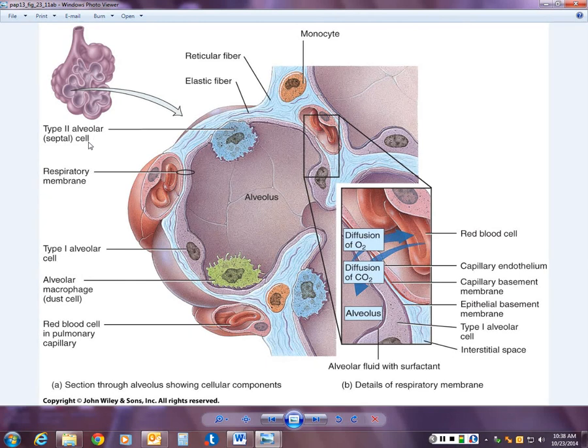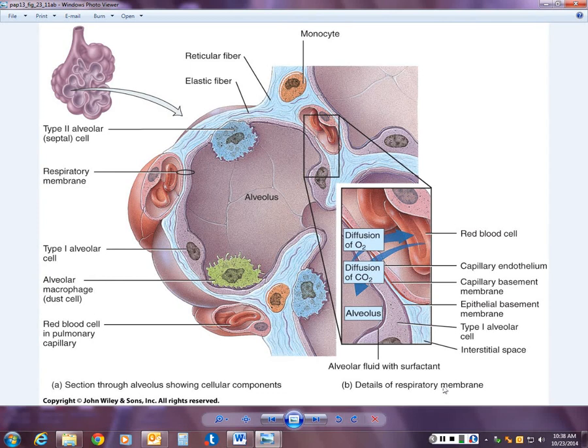Enter now the type 2 alveolar cells. These type 2 alveolar cells are responsible for producing a secretion called surfactant. Surfactant is primarily a mixture of proteins and lipids, and what the surfactant does is reduce the surface tension. So nature, quite honestly, wants the alveoli to collapse if it was just covered with water. But by mixing in this surfactant, that reduces the surface tension, allowing the alveoli to remain open, and therefore they don't collapse.